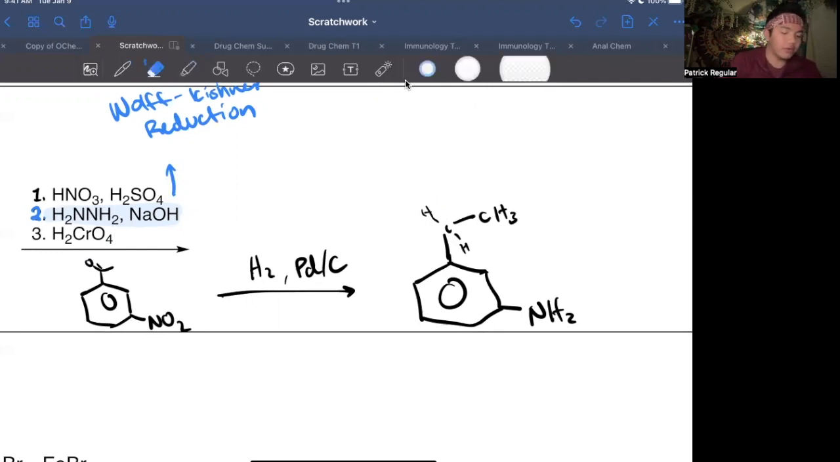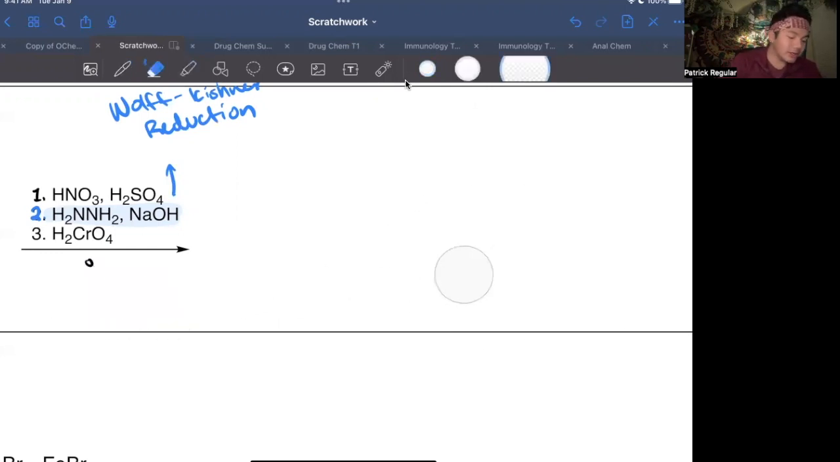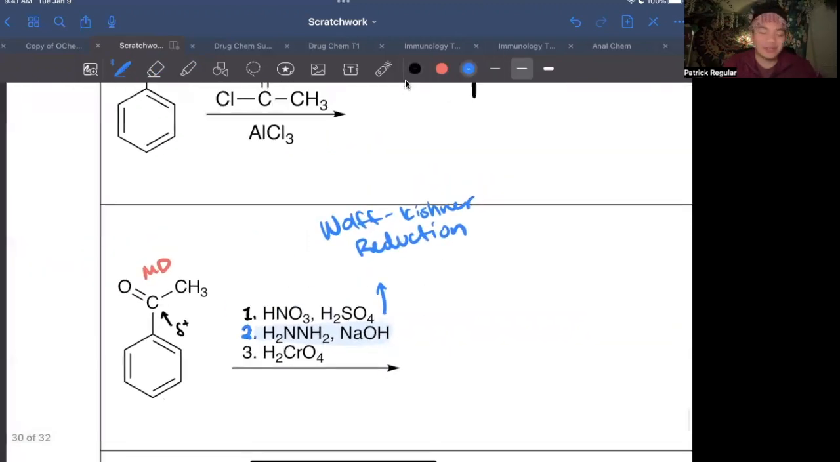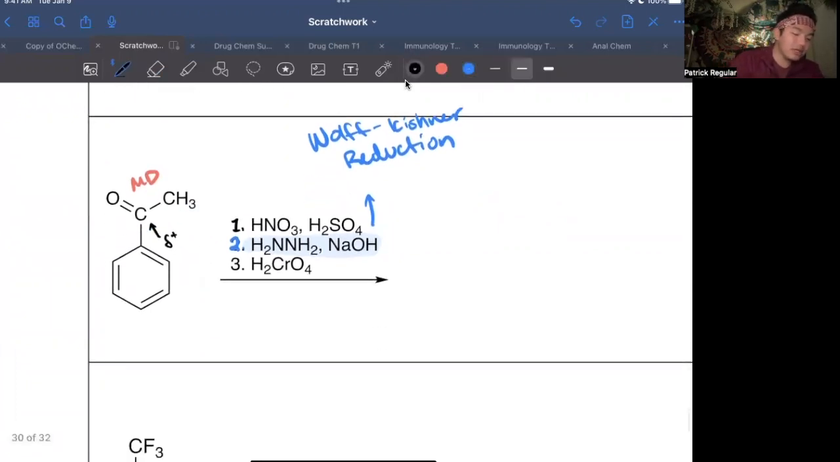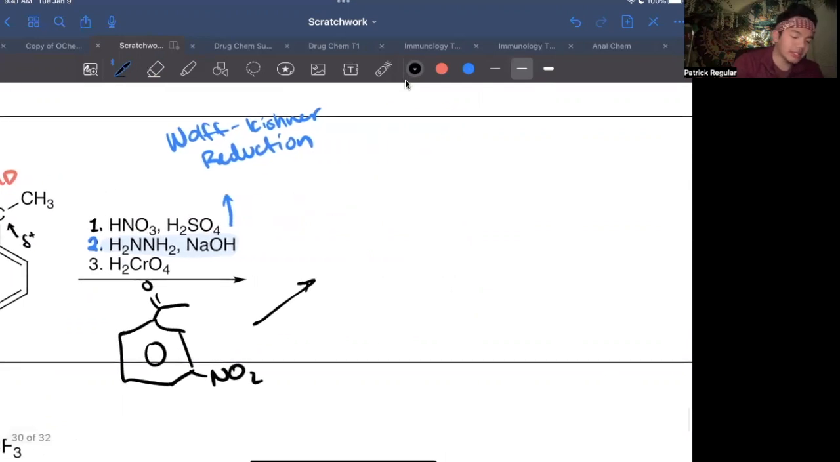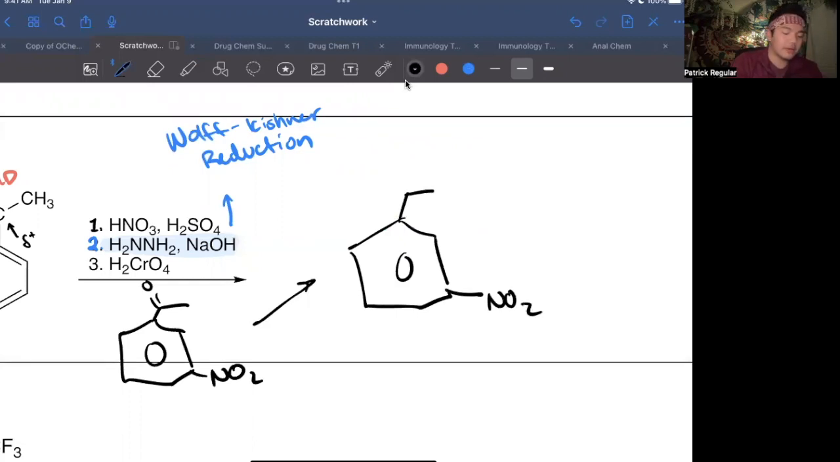So what's the point of the Wolff-Kishner reduction? Well, the Wolff-Kishner is selective for acyl groups right here. It'll only reduce that carbonyl carbon, so it'll leave that nitro group alone. So if we know that the first reaction gives us a nitro group, the Wolff-Kishner reduction will now give us something like this, an ethyl group.